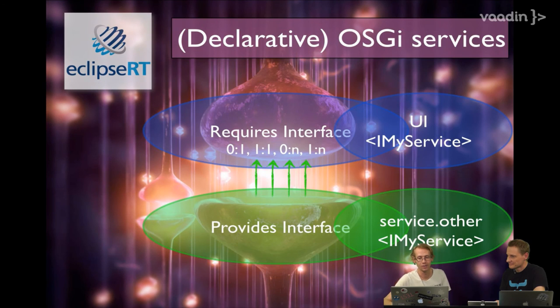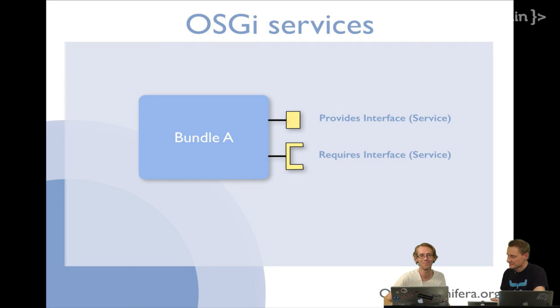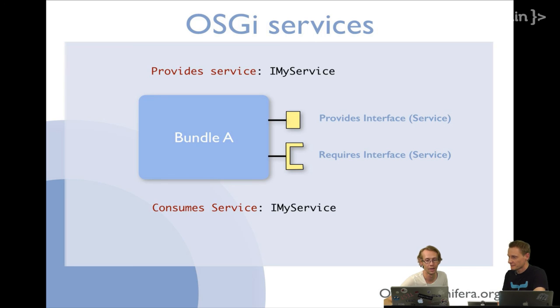So, OSGi services are pretty much about providing something and requiring something. You can deal with classes or with interfaces. I prefer going by interfaces. A bundle may provide an implementation for an interface, and a different bundle may require an implementation for a given interface. It's a good Java pattern anyway to have implementations and interfaces separately. In that special case, bundle A could provide a service, and bundle B could consume that service or an implementation of it.